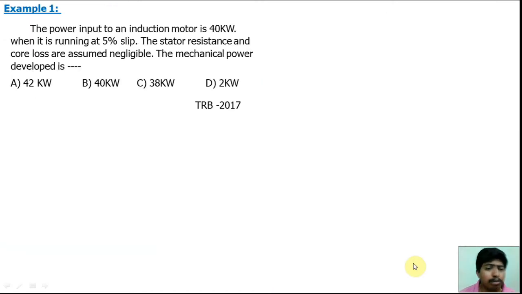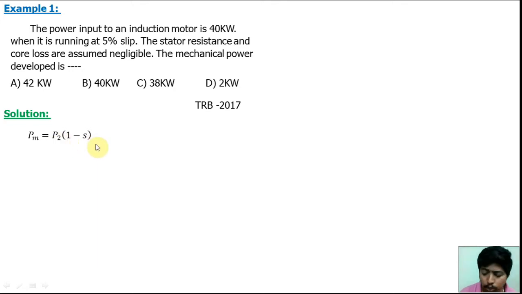Now we will discuss problems. This question was asked in the TRB 2017 examinations. Here, the objective is to find the mechanical power developed, the PM value. We know this relation: PM is equal to P2 into (1 minus S). We know the relation between the mechanical power developed and the rotor input.